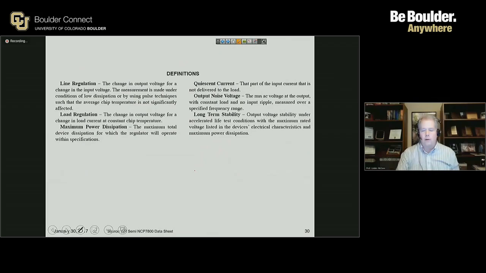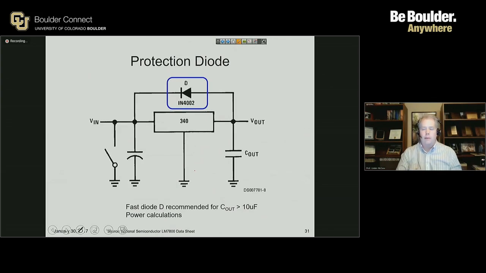Here's a few definitions that I've already talked about. Please refer to those and make sure that you're comfortable with those terms. Protection diode. The datasheet talks about a protection diode. We have this element in our circuit diagram. The question is what is its purpose and why would we have this in our design?